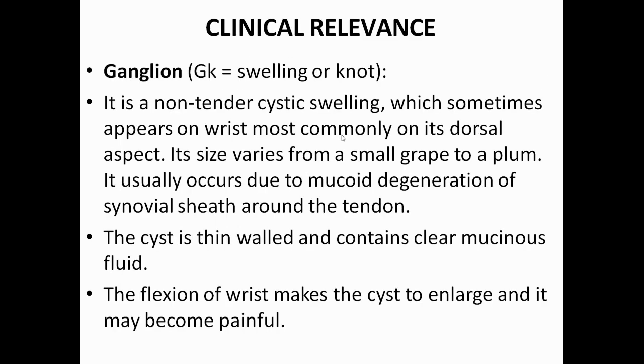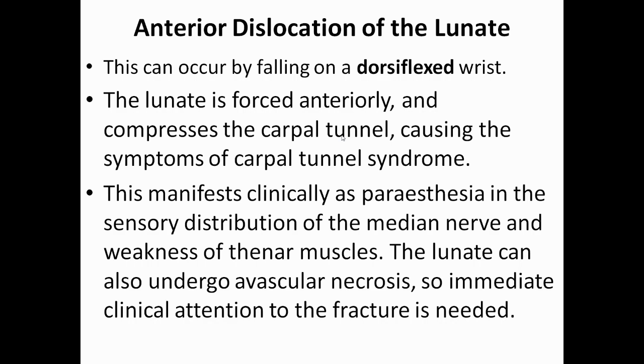What is the clinical relevance? The ganglion. It is a non-tender cystic swelling which sometimes appears on the wrist, most commonly on its dorsal aspect. Its size varies from a small grape to a plum, and it usually occurs due to mucoid degeneration of the synovial sheath around the tendon. The cyst is thin-walled and contains clear mucinous fluid. Flexion of the wrist makes the cyst enlarge and it may become painful.